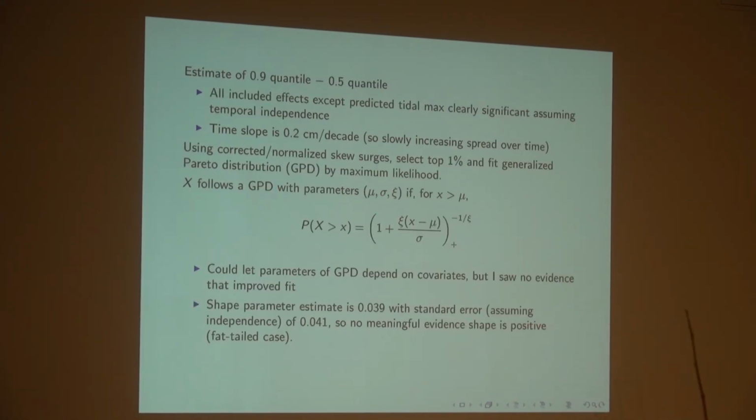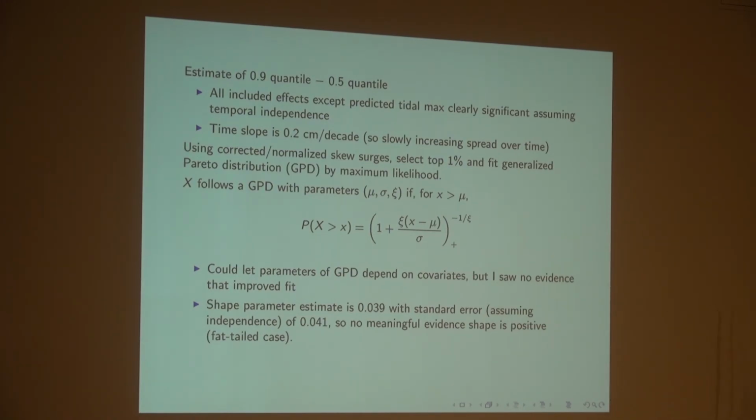If we look at the scale estimate, some things still seem to be clearly significant. There seems to be maybe a hint that there's a slope, so a positive slope here would mean that the spread in the skew surges was getting bigger over time. But this 0.2 is much smaller than the last one, it's an order of magnitude smaller.